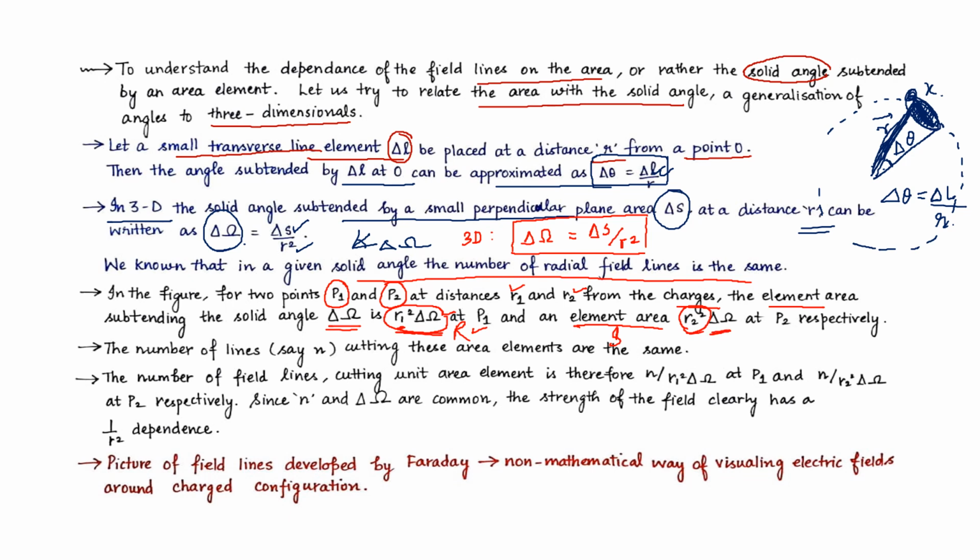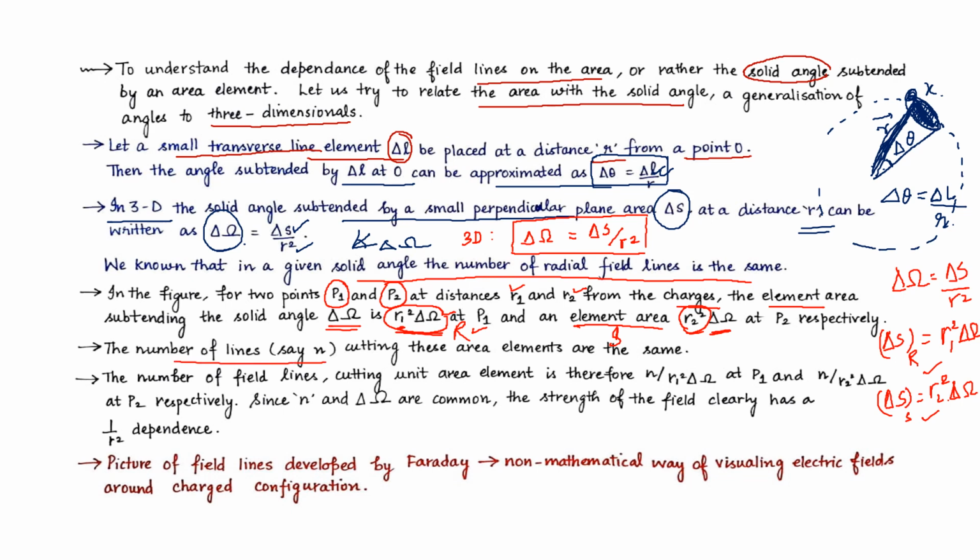How is it coming? See over here, what we have defined: omega equals del S upon r square. Now we want to find the area at r, which is at an r1 distance away from the origin. So it will be given by r1 square into del omega. Similarly, the area at S, which is r2 units away from the origin, will be r2 square into del omega. Okay, that's how we are finding the area at r1 distance and r2 distance.